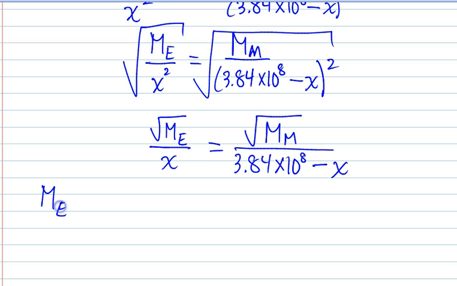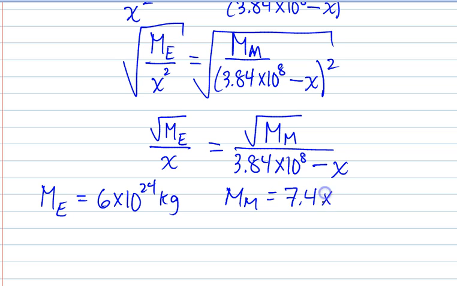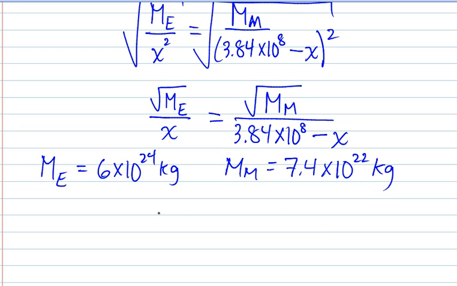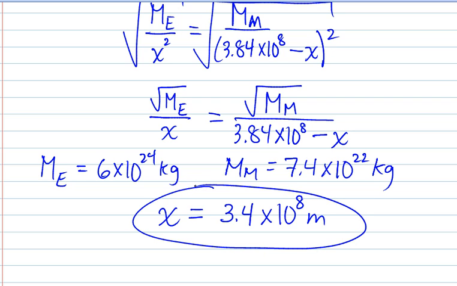We plug in the fact that the mass of the Earth is about 6 times 10 to the 24th kilograms, give or take, and the mass of the Moon is about 7.4 times 10 to the 22nd kilograms, and we just solve the resulting equation for x, and what we get is that x is about 3.4 times 10 to the 8th meters. And so what we've done is found out the point between the Earth and the Moon where the gravitational forces are equal.